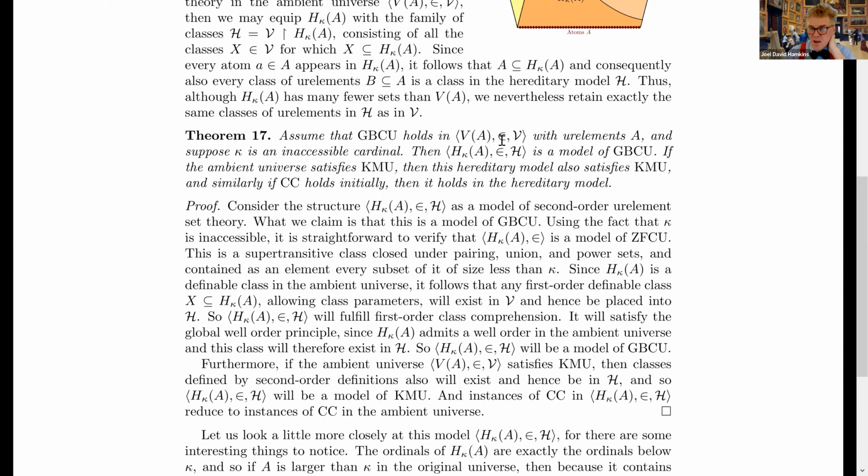If the original one is modeling KMU, then the hereditary class also models KMU. And that's pretty easy to see because anything that's second order definable here is going to be second order definable in the original one. And so you're going to have the class existing there, and so it will exist here because we're taking all the classes here that existed there that are subclasses of this new domain. But what I want to focus on is the nature of this hereditary model.